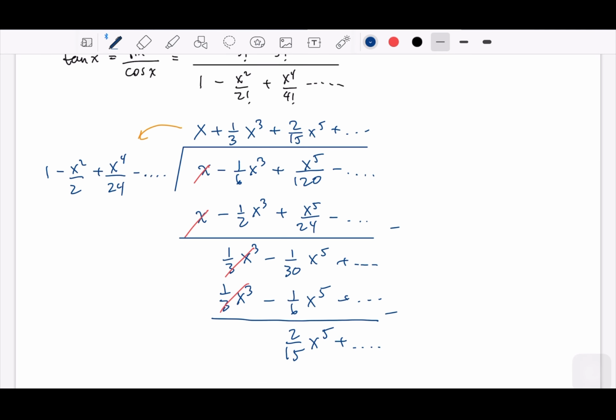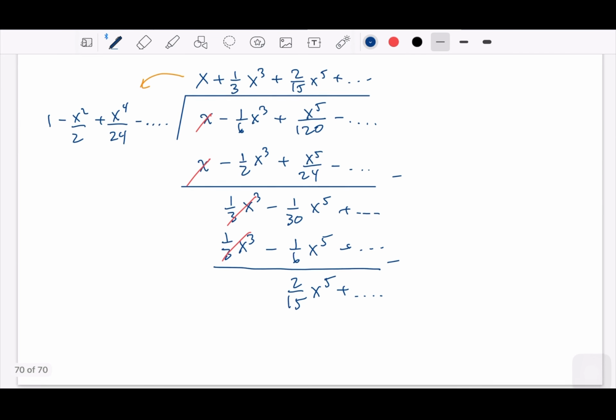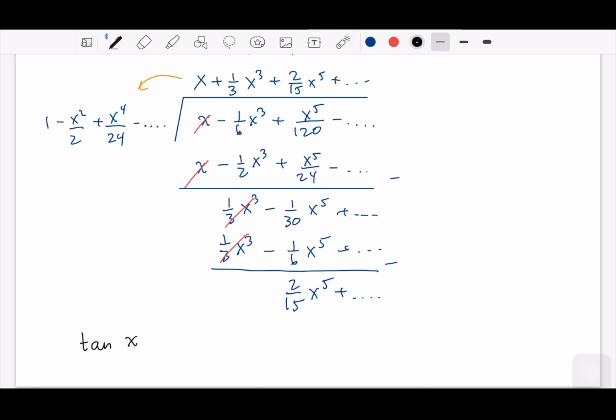So we can just stop here and we take the tangent of x as x plus 1 over 3 x cubed plus 2 over 15 x to the 5 plus dots. And I think this will be the last section for 11.10, the Taylor series and Maclaurin series.